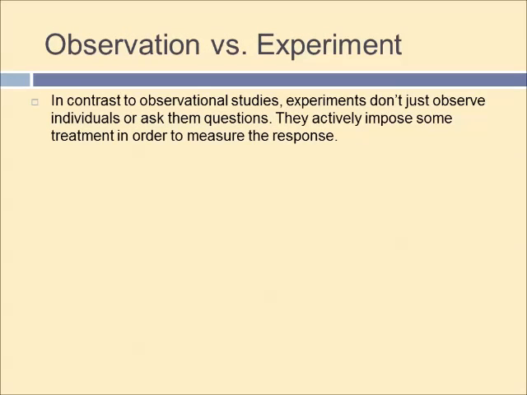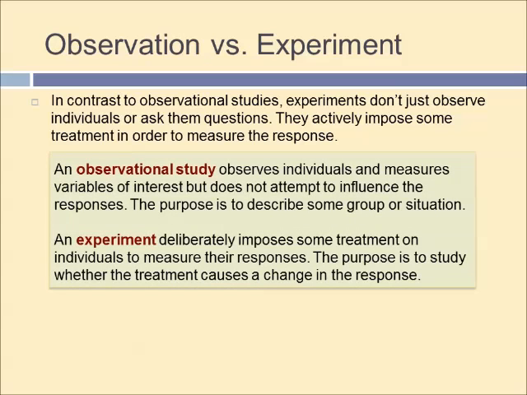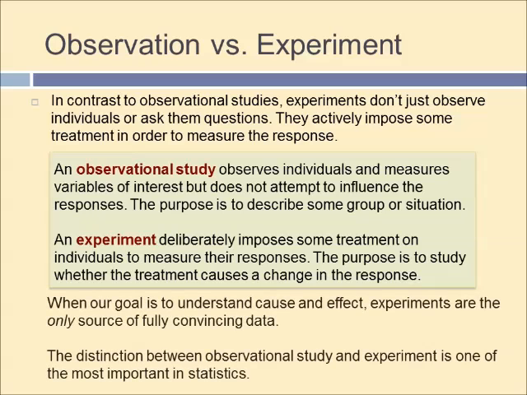So in contrast to observational studies, experiments don't just observe individuals or ask them questions. They actively impose some treatment in order to measure the response. An observational study observes the individuals and measures variables of interest, but does not attempt to influence the responses. The purpose is to describe some group or situation. Whereas an experiment deliberately imposes some treatment on individuals to measure their responses. The purpose is to study whether the treatment causes a change in the response.